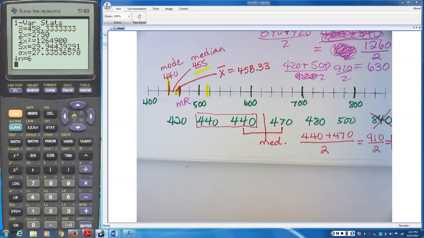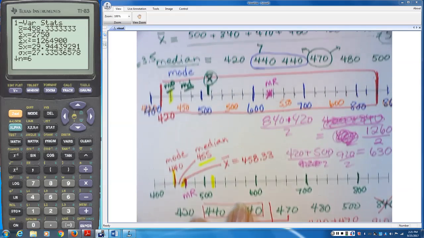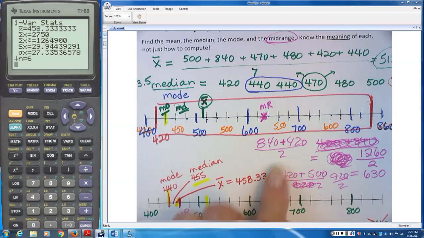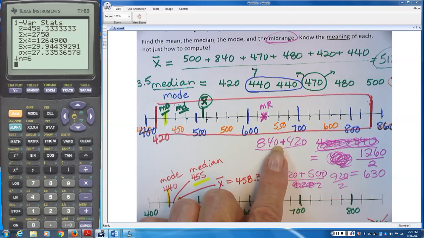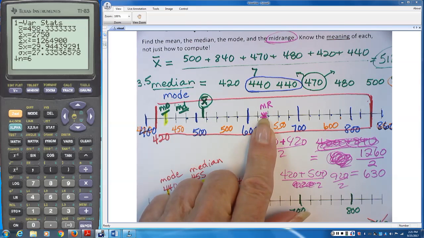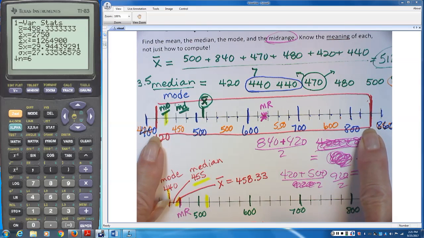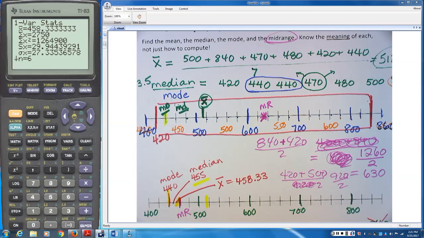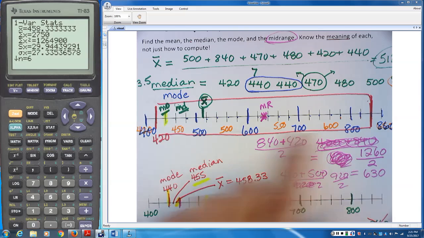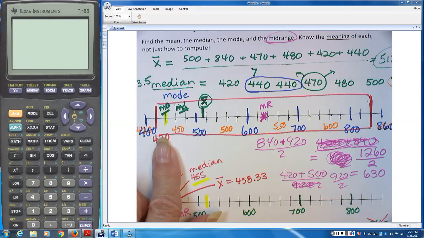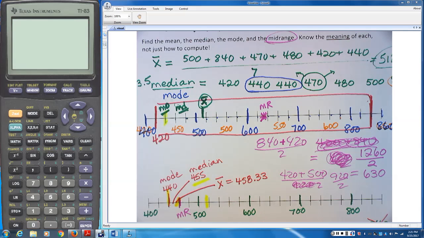So why is it that we are so suspicious, especially of the mid-range as a measure of center? Look where it wound up. Because the only things it looked at was the 840 and the 420. It paid no attention to anything else. It only used 2 of your data values. So either one of those 2 data values has a large, like 50% of the influence on it. So you want to be cautious of the mid-range.